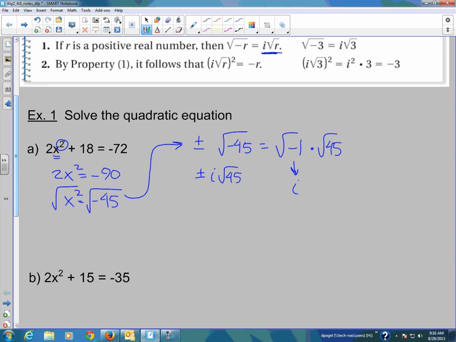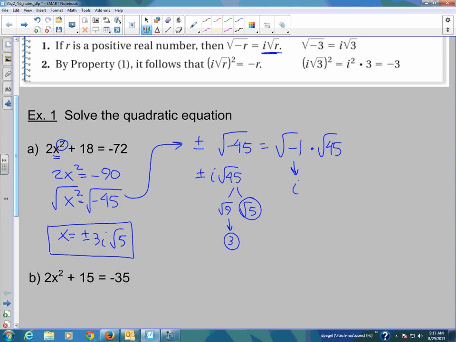The 45, we can simplify. Remember we were doing this. Oh, that's a perfect square. And then those two are both prime. So the final answer here would be that x equals 3i square root of 5. So combining a little bit of simplifying radicals and then introducing this concept of the i.